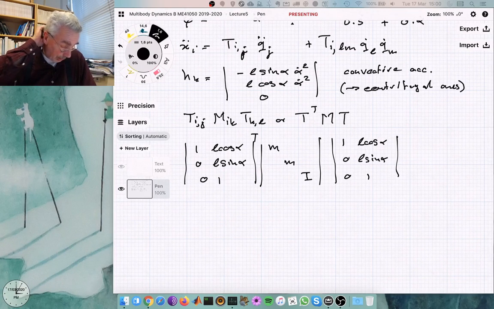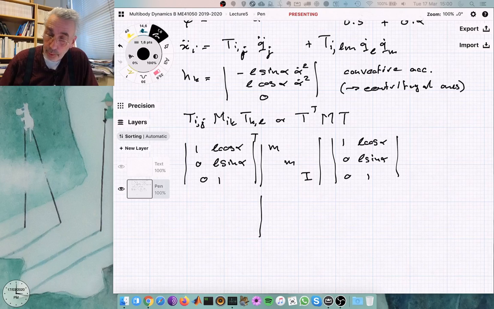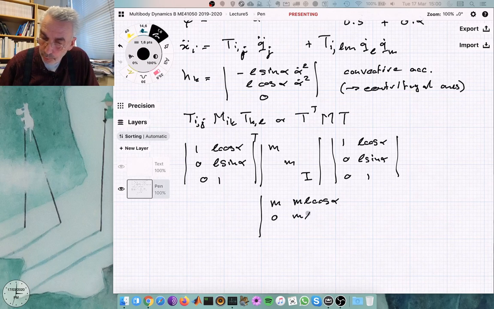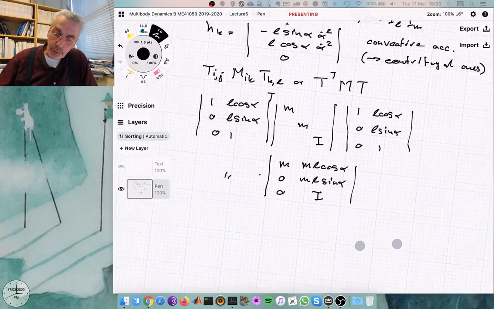Then the first step is, of course, you multiply this with this, but that's sort of simple. It means that this gets multiplied with m, this gets multiplied with m, this gets multiplied with I. So it's a matrix times this vector, and the outcome is: this times this is m, this times this is ml cosine alpha, then a 0, ml sine alpha, and then the last part is of course I.